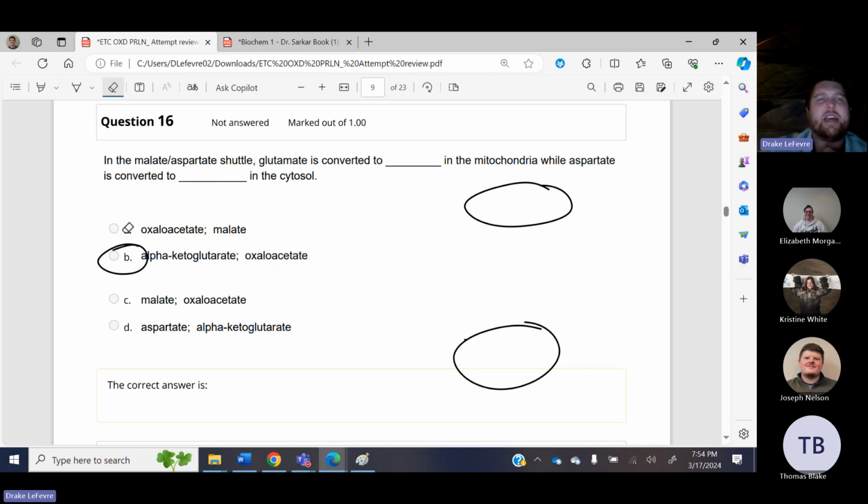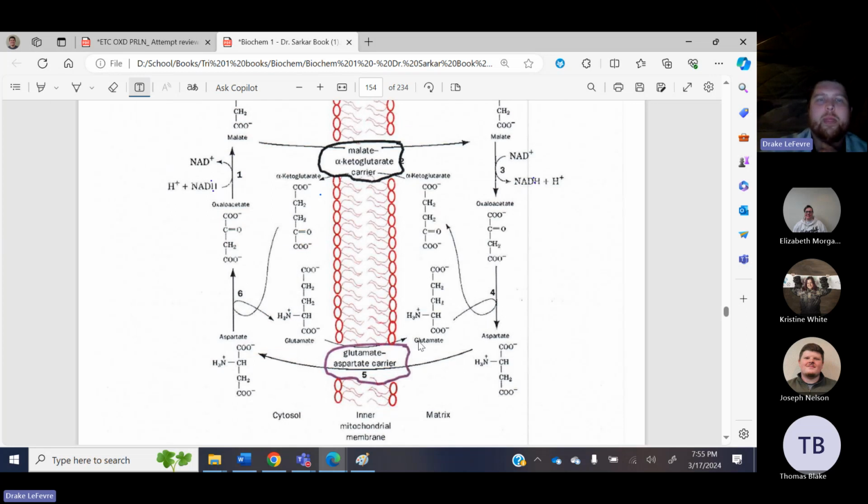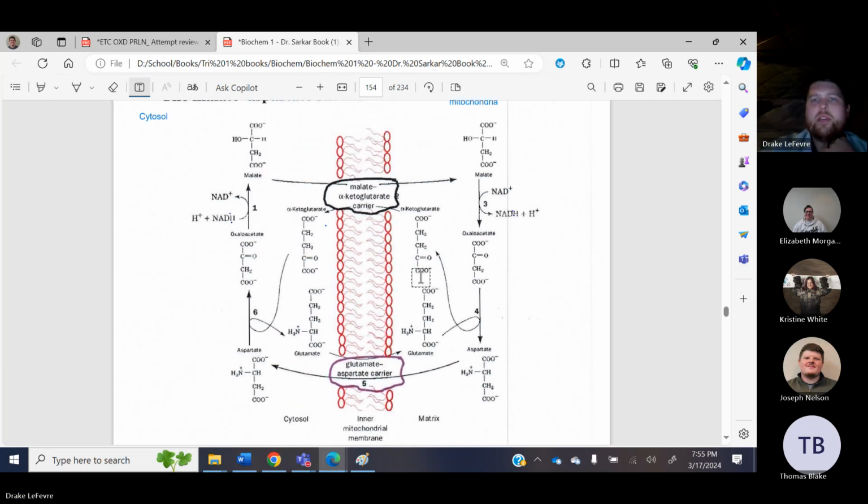I do feel like most of his tests, he'll typically have two answers that are at least similar, like two answer choices will have alpha ketoglutarate as the first one. But again, this is just being able to draw this out. Just like I said before, if you can draw this out, especially drawing it quickly, you don't have to write everything out.